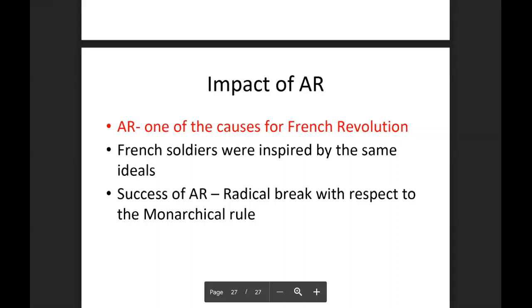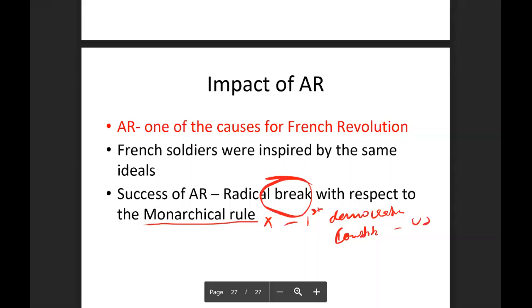The success of the American Revolution was a radical break with respect to monarchical rule. Till now, only monarchical rule existed across the globe. Now the first democratic constitution came, in the US. This became a break for all the monarchical setups across the world. All the countries started to think that yes, now we can also think of something like this. And obviously, in every society, when things happen, people always want a change. So that was the impact of the American Revolution.